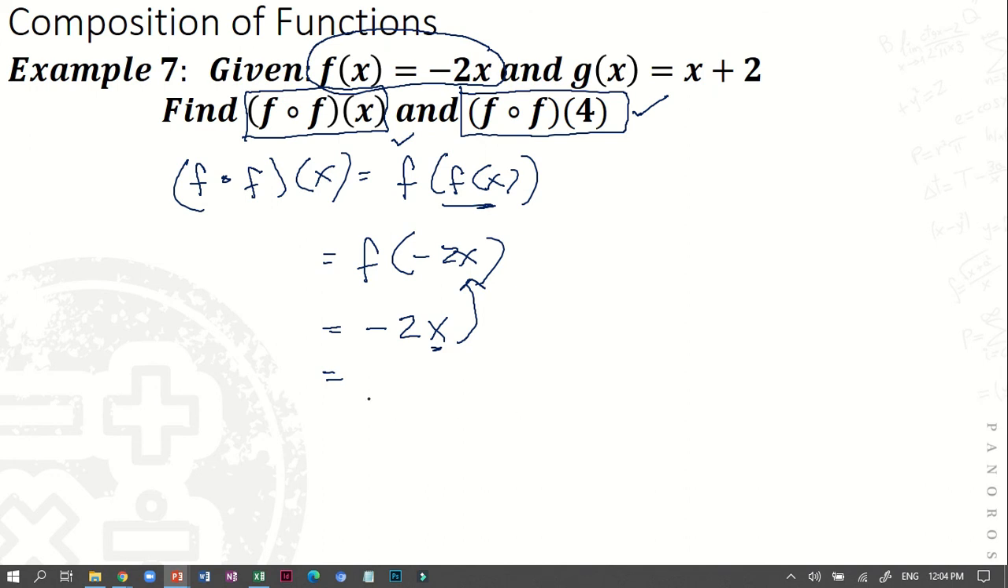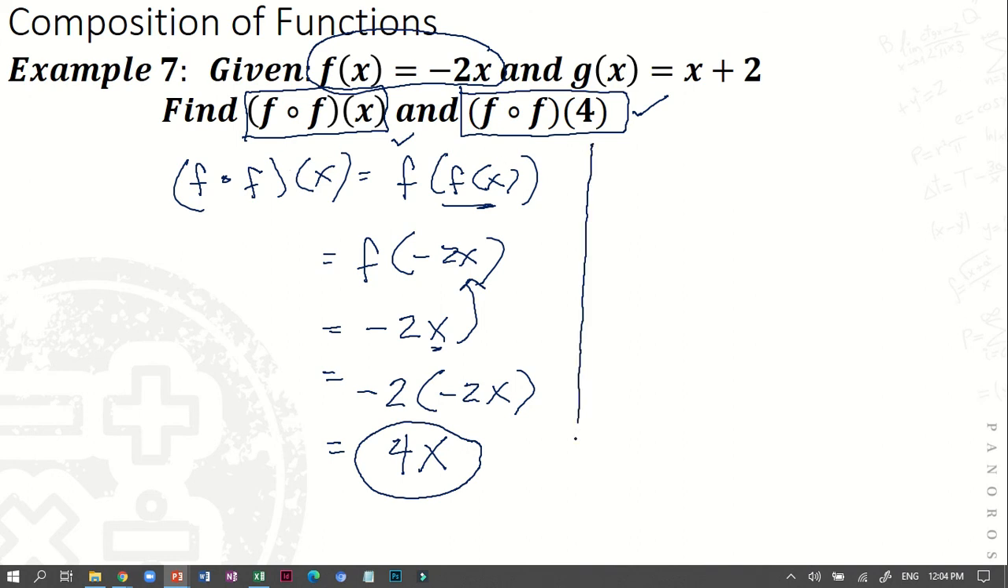So, we will copy negative 2. Remove x and replace it with negative 2x. Equals negative 2 times negative 2, that is positive 4. And then we will have x. So, answer in our first unknown is 4x. So, 4x yung sagot dito.